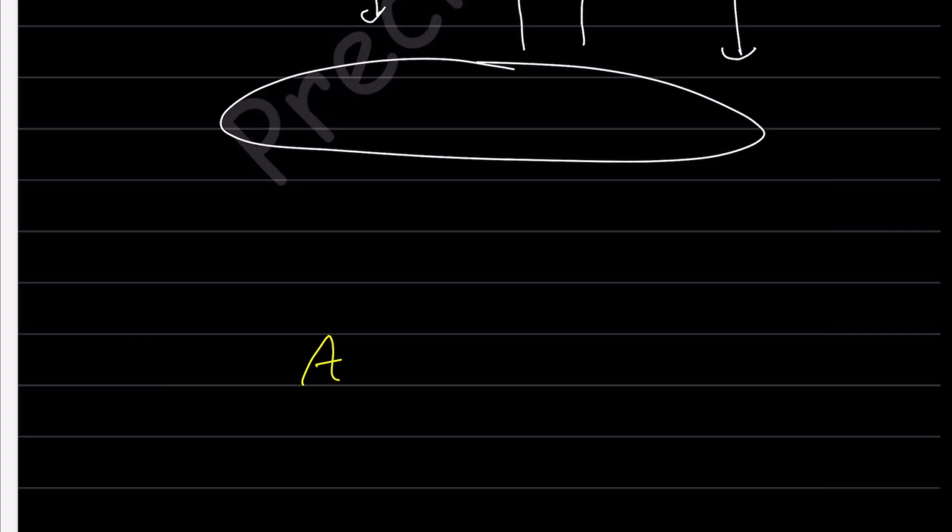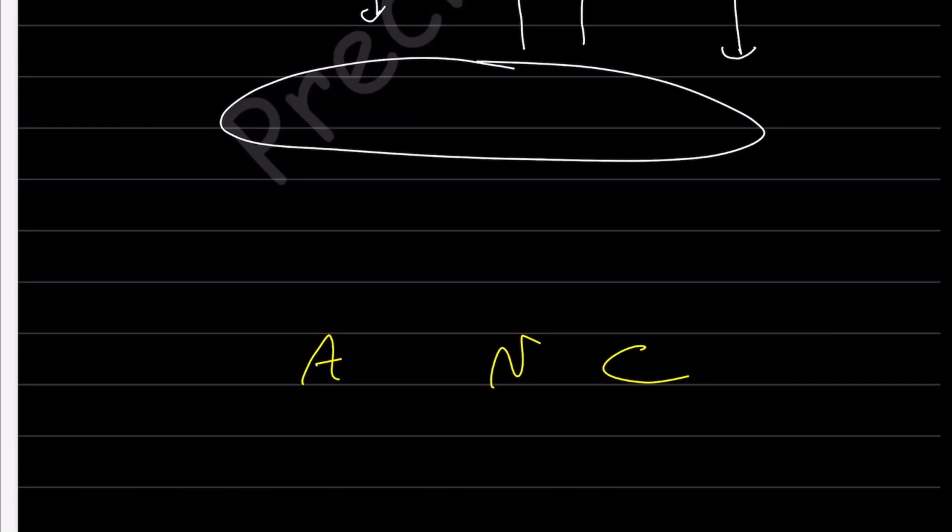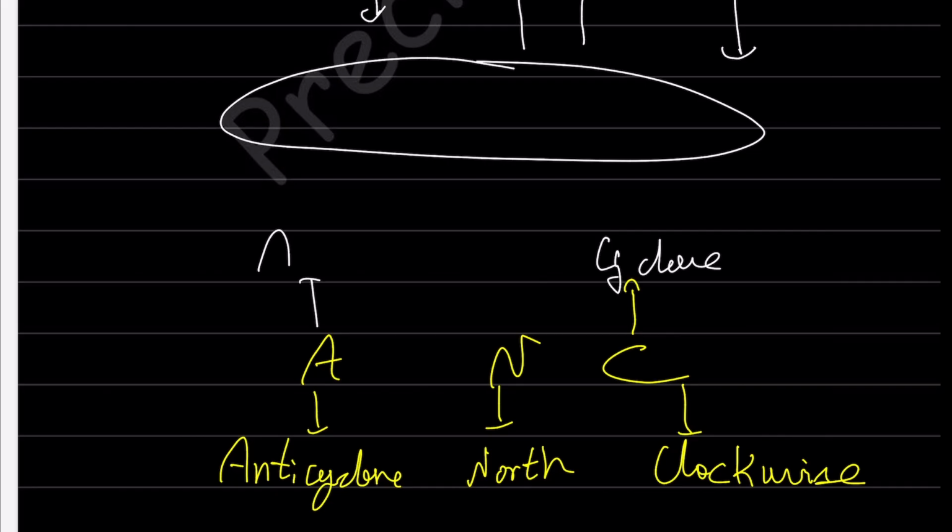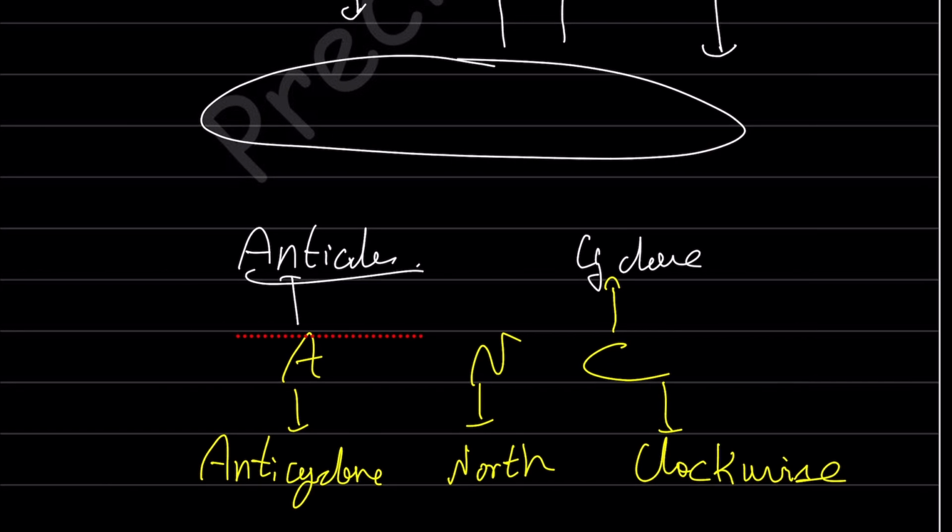A and C. A is known as anticyclone. N is known as north hemisphere. C is known as clockwise. Now here, C is known as cyclone, north hemisphere, and this is anti-clockwise. Anti-clockwise. Okay. Do pause this, write it on a paper and then open this up. Otherwise, it will be difficult for you to recall this.